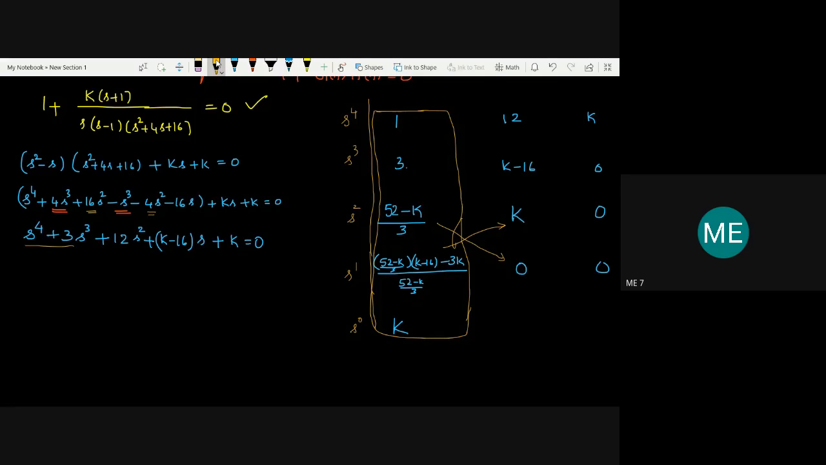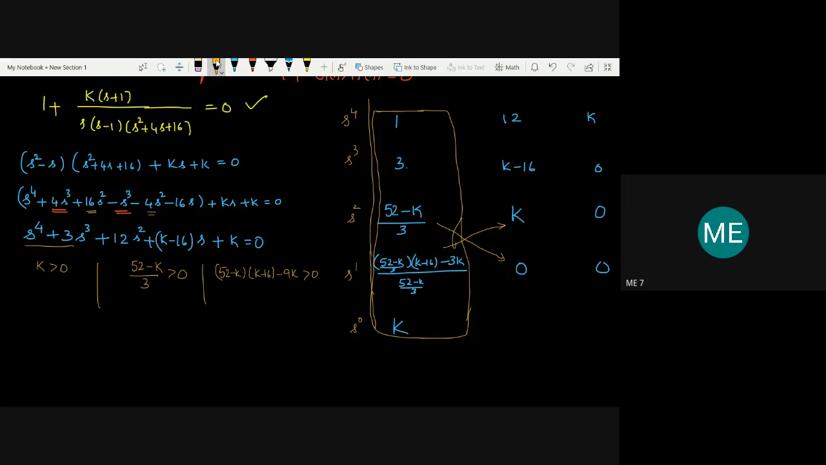So first one is from this, k is greater than 0. Then from this I can write 52 minus k by 3 is also greater than 0. And this, if I simplify this, 52 minus k into k minus 16 minus 9k is greater than 0, because this 3 is also multiplied here, I'll be getting minus 9k is greater than 0. So these are the three ranges which you can get.